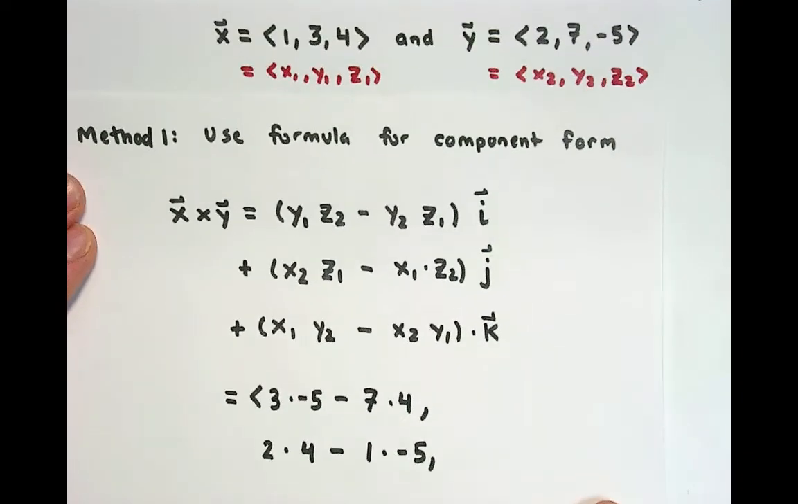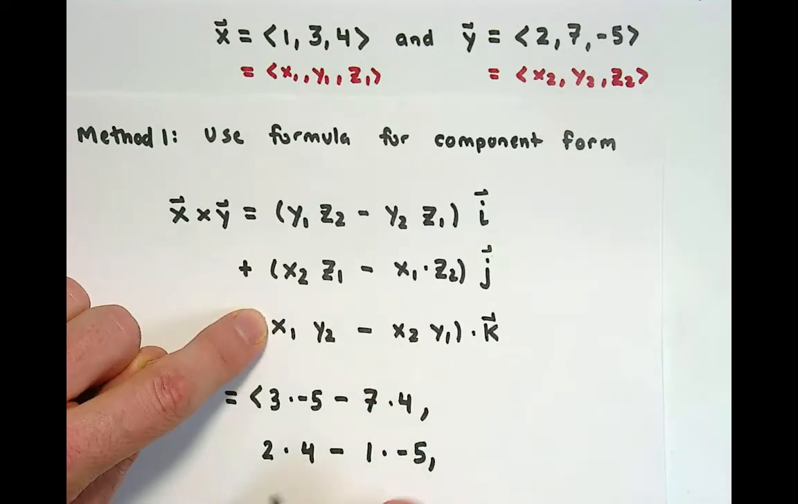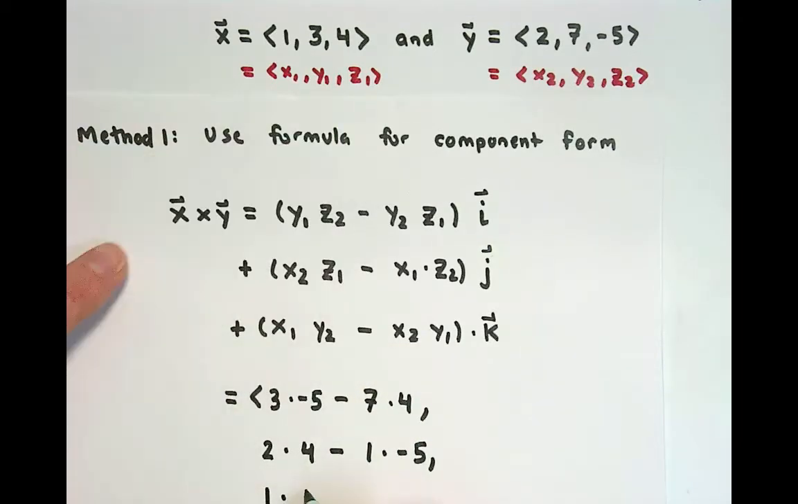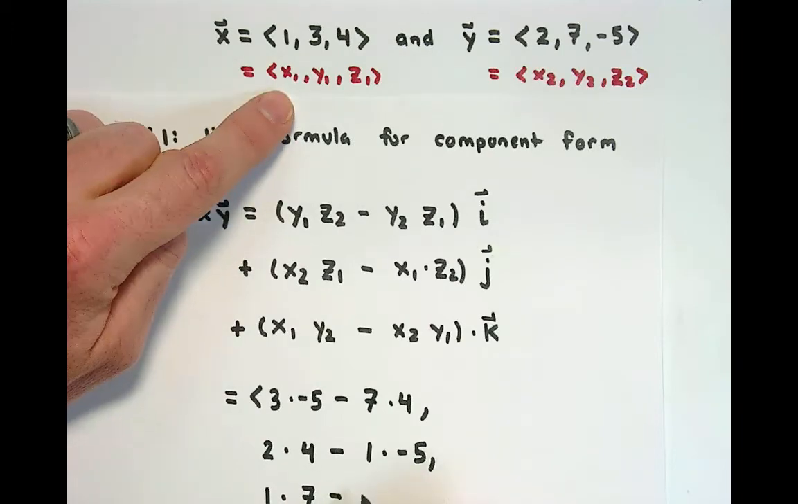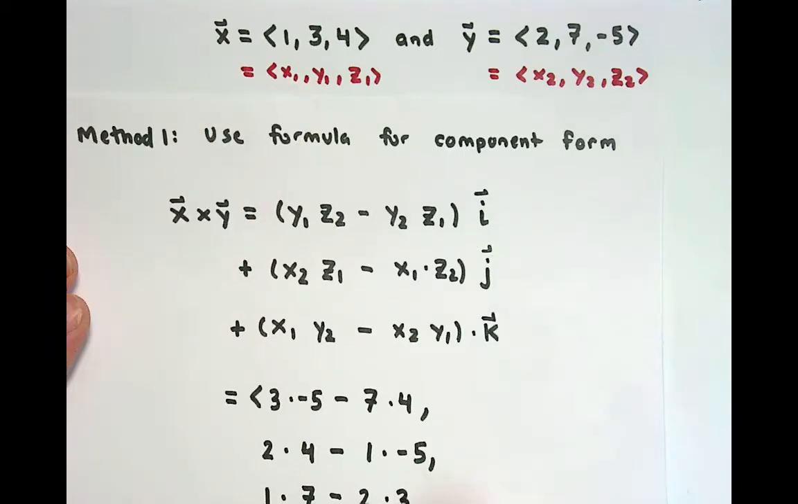And then the third component of this vector comes from this equation, which is x1 times y2 minus x2, which is 2, times y1, which is 3. Okay, so this is the end of this bracket.